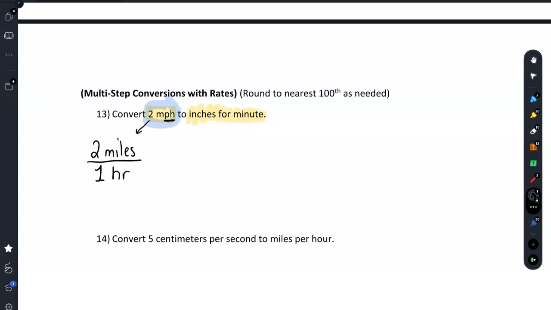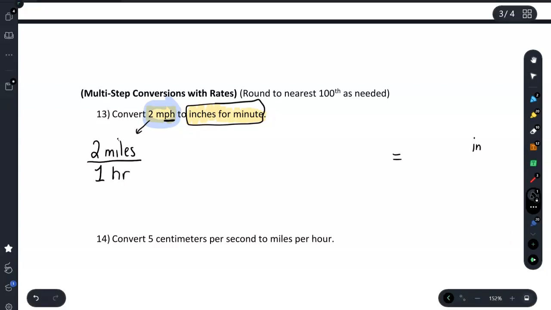Now, with this type of dimensional analysis, I want to keep my end goal in mind. I want inches per minute. So how would we write that? It would be inches per minute.